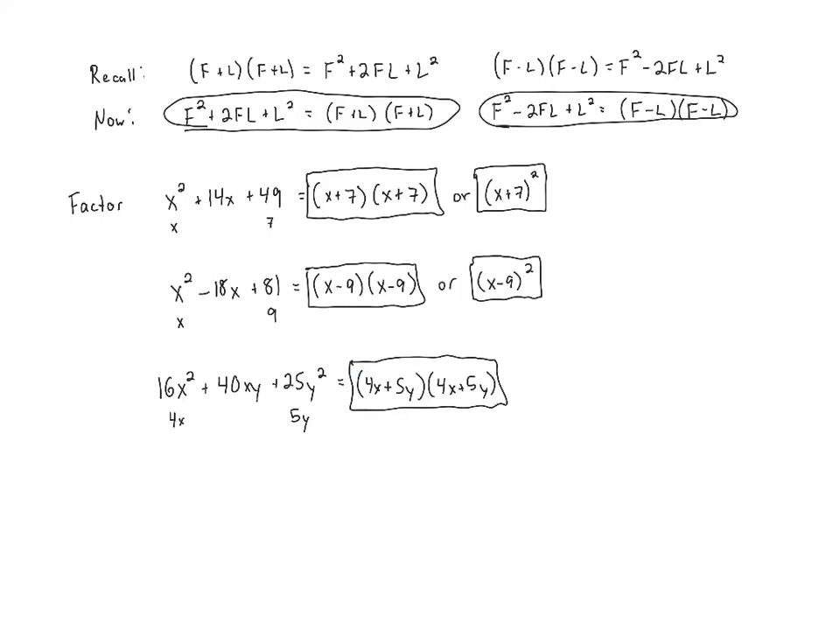And we do have a name for these special forms. These are called perfect square trinomials. The reason we call them that is because they are trinomials. Each one of these is a trinomial. And when we factor it, we can factor it as a perfect square, some quantity squared.